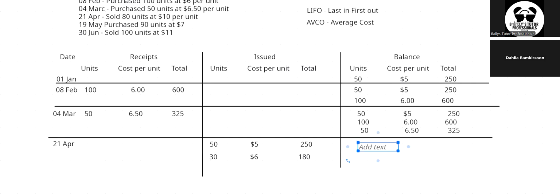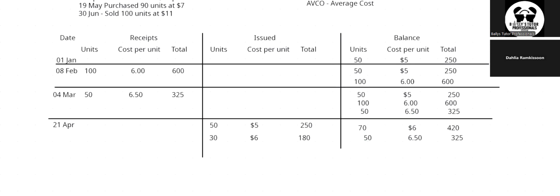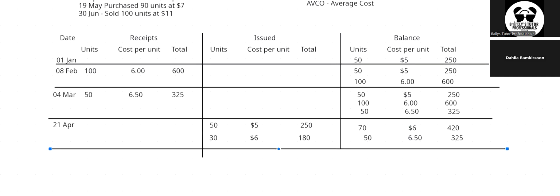at $6 each, which will be 420. And then I still have my 50 units from before. The 50 units at $6.50 each. That one wasn't sold yet. So if I needed to get the value of my goods now, I would add up the 420 and the 325. Following so far? Yeah. Mhm.